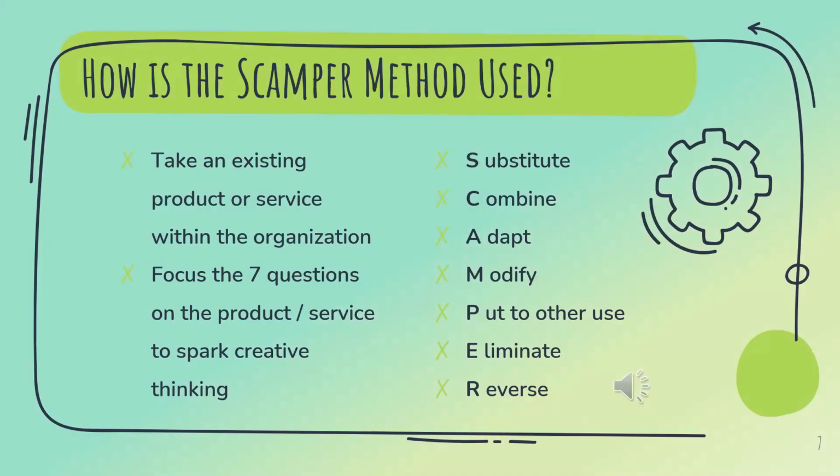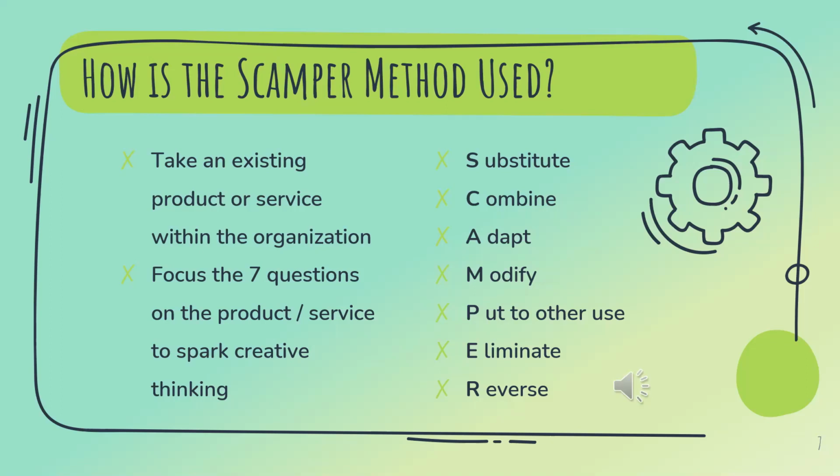So, how do we use the Scamper technique? Each letter stands for a thinking technique. You can use one or all of the 7 concepts to find solutions or new ideas. It is also possible to jump from one element of Scamper to another. So, how would an organization use Scamper to generate creativity and innovation?